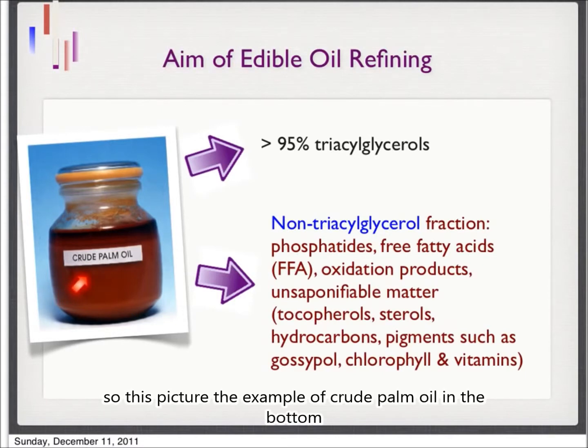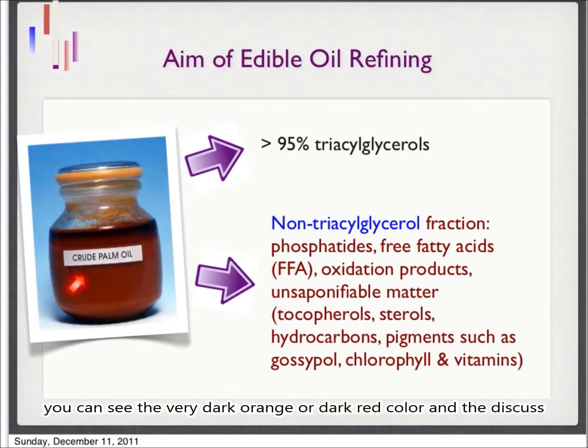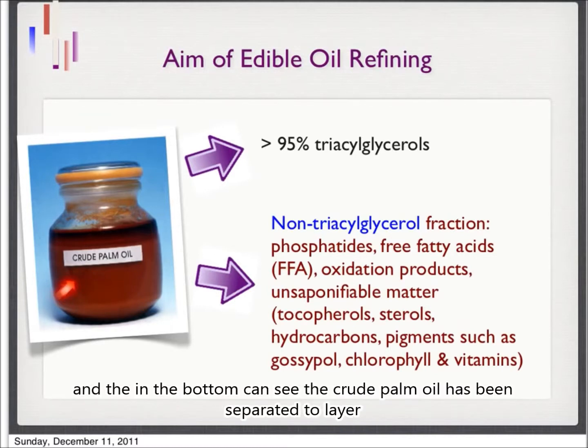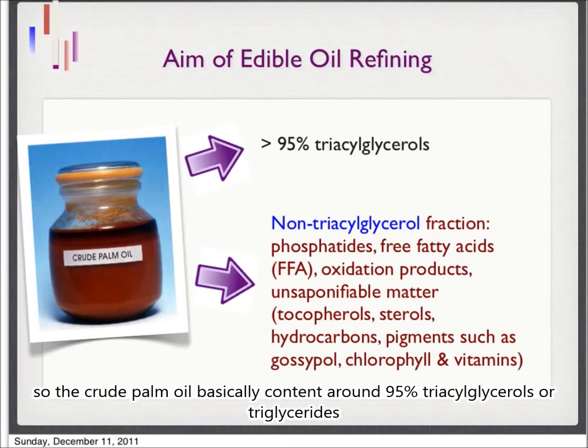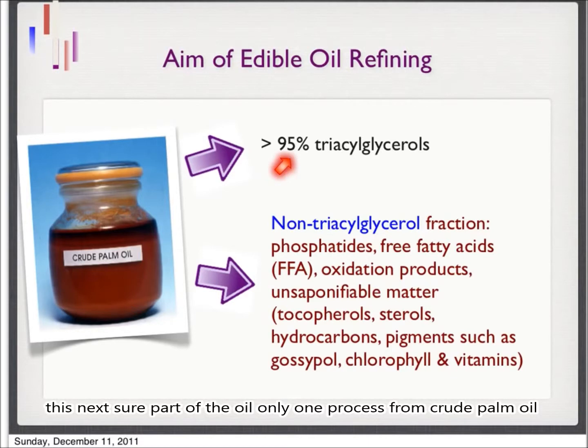So in this picture, a sample of crude palm oil in the bottle. You can see that it has a very dark orange or dark red color and is quite viscous. And in the bottle, you can see that the crude palm oil has been separated into two layers. The bottom layer is the sediment, or sometimes called a foot, and on the top layer here is the oil. So the crude palm oil basically contains around 95% triacylglycerols or triglycerides. This is the actual part of the oil that we want to separate from the crude palm oil.